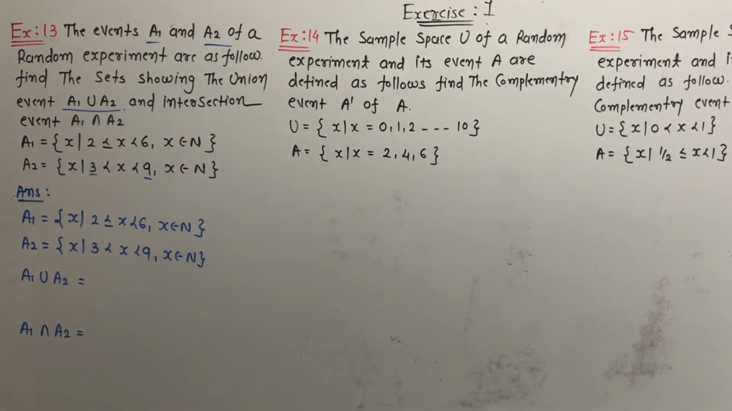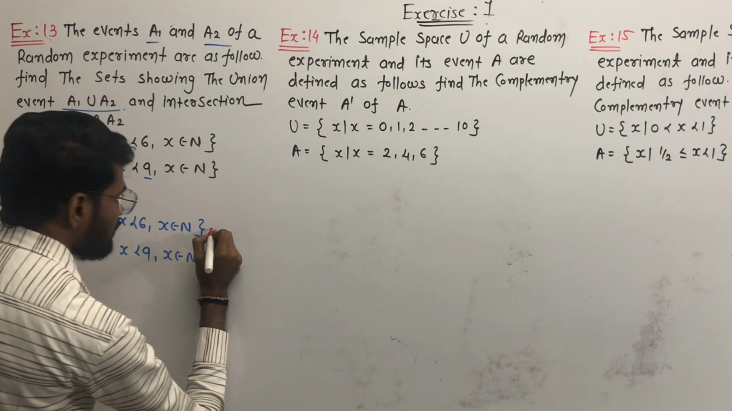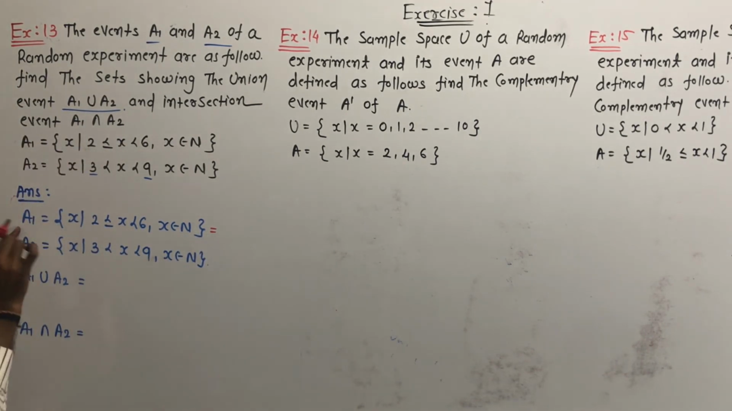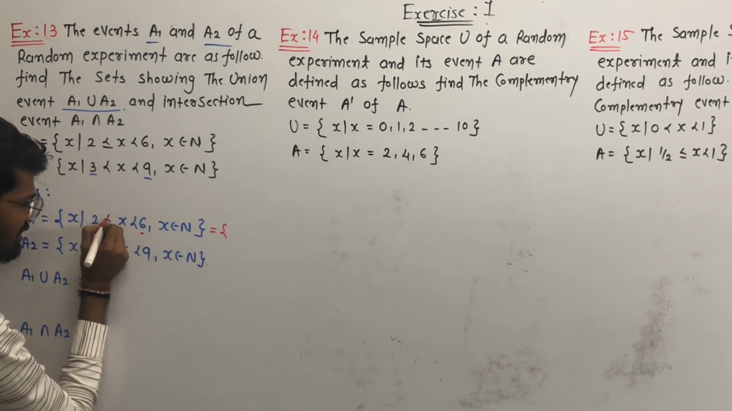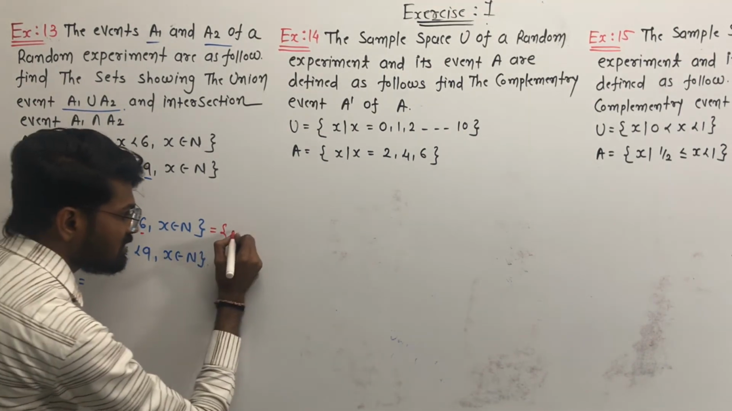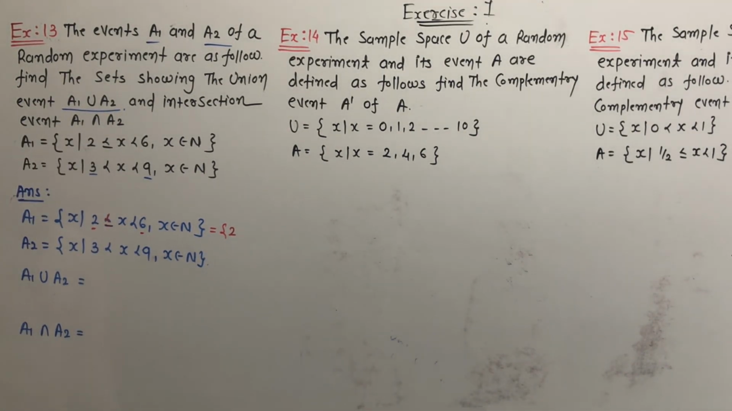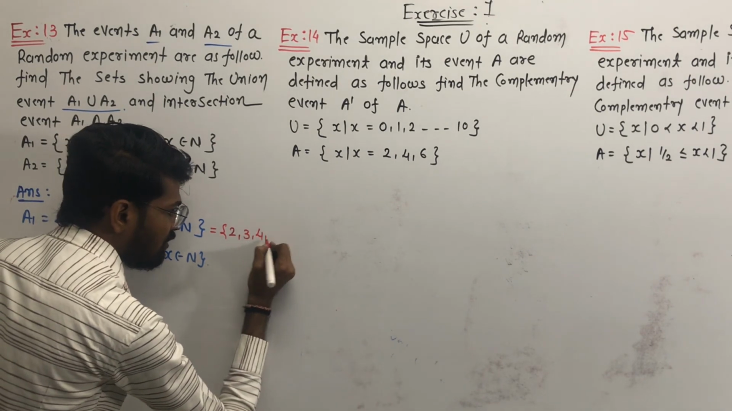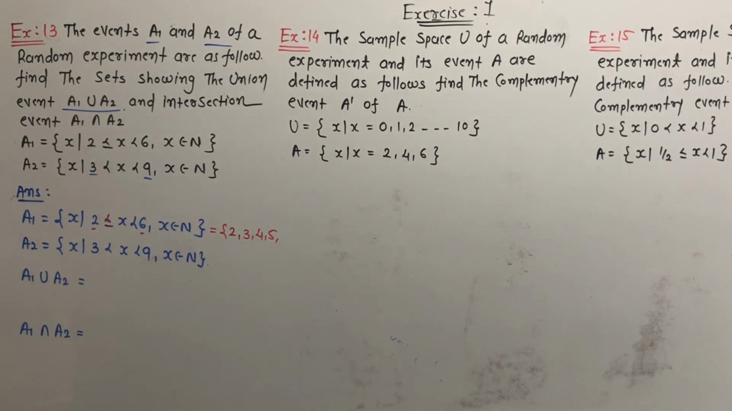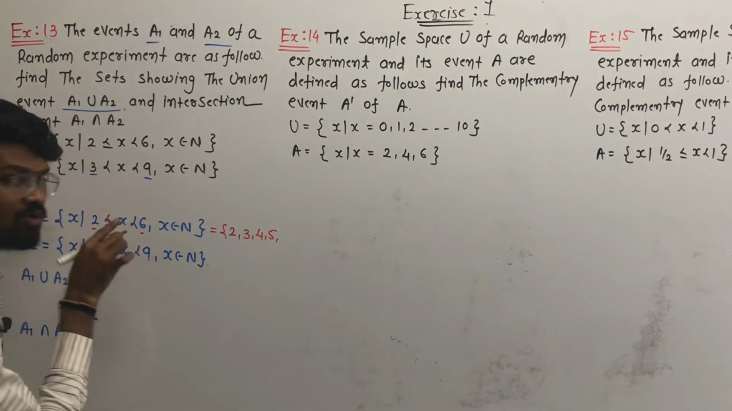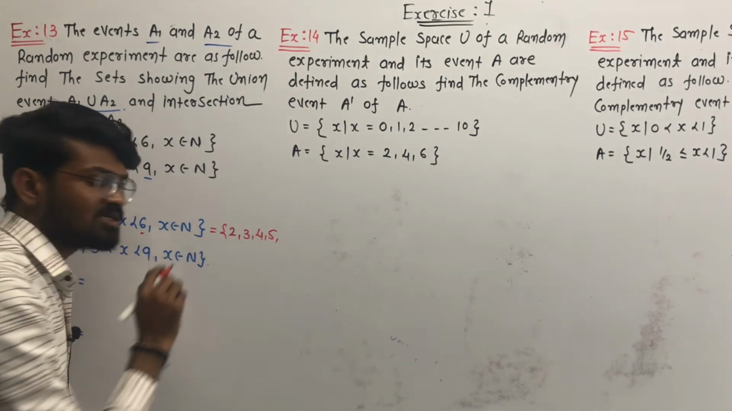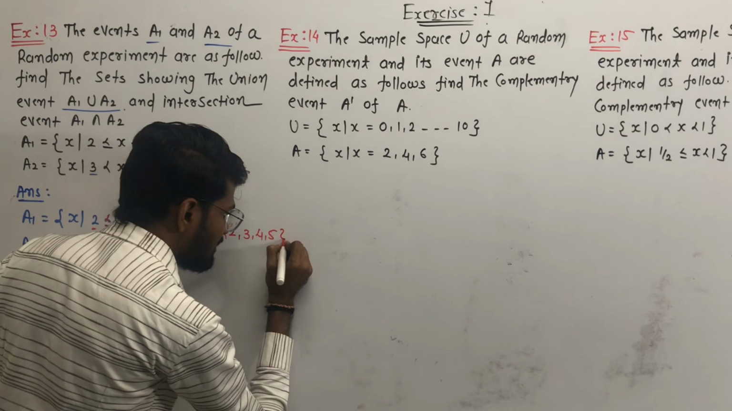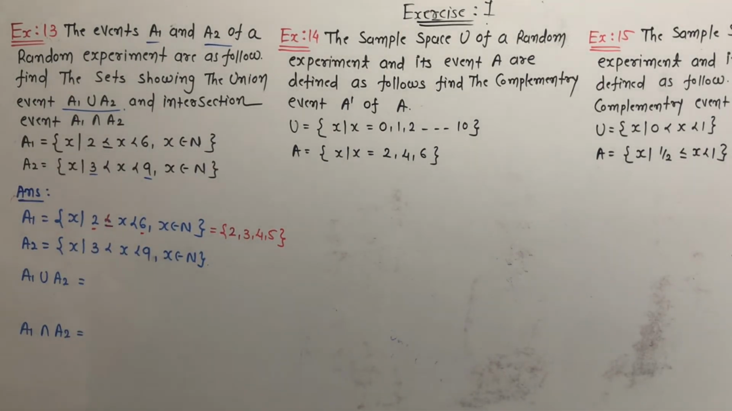Clear? First of all, we have to write the elements of A1 and A2. What are the elements of A1 and A2 here? The elements of event A1 are 2 to 6, but here less than or equal to means 2 is included. Clear? Okay, then 3, 4, 5, and we don't write 6 over here. Why? Because here it is only less than, not less than or equal to. If there is an equal to, then we have to write the 6 over here. So we can't write 6 because there is only less than, not less than or equal to.